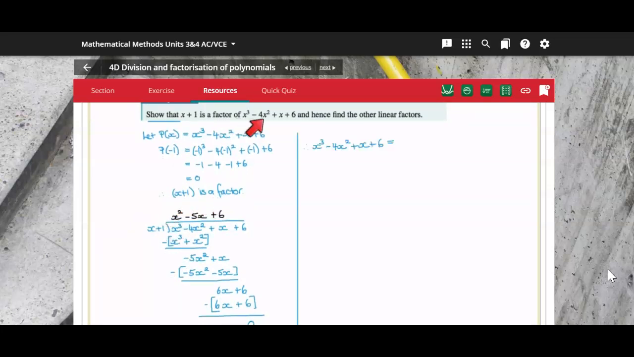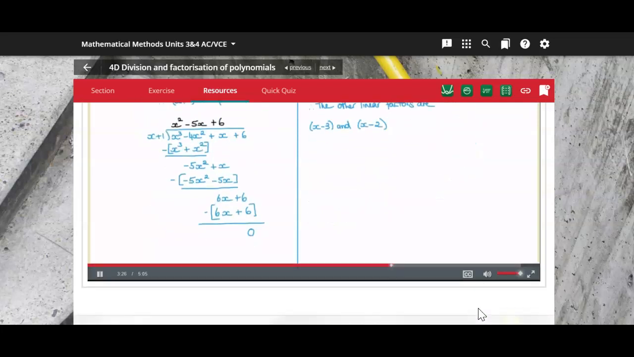It tells us that this expression here can be written as x plus 1 multiplied by this quadratic up the top here. That doesn't give me the linear factors though. What I need to do is factorize this quadratic. So you can see now clearly I've got my 3 linear factors listed there. And to answer the question, what are the other linear factors? The other linear factors are x minus 3 and x minus 2.